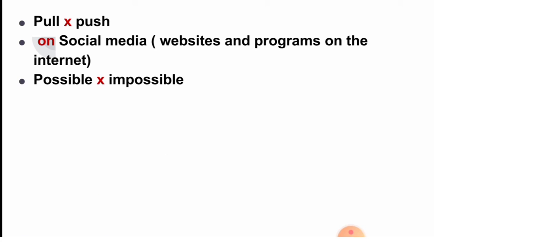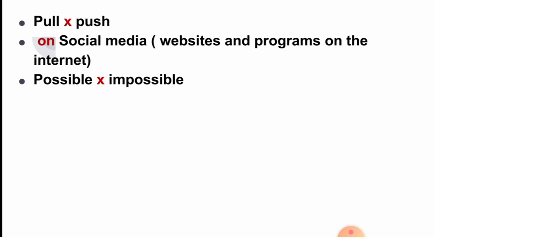We have possible and impossible. Both are adjectives. Possible is something that you can do. What about impossible? Impossible, something that you cannot do. For example, traveling through time is impossible. Traveling through space is possible.